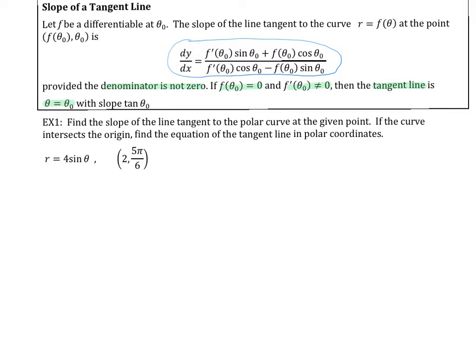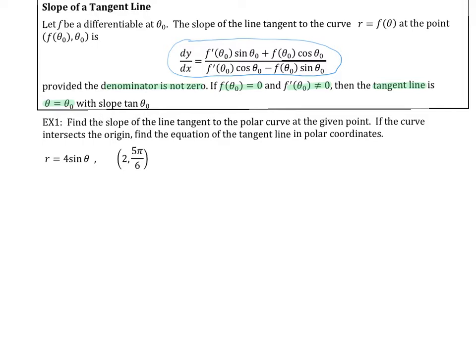Typically, if we write tangent lines in polar form, we're just looking at tangent lines that pass through the origin, because that's an easy line to write in polar form. Otherwise, you can always find a tangent line on any polar curve, but if it's not a tangent line that passes through the origin, we usually will write it in terms of x and y coordinates.